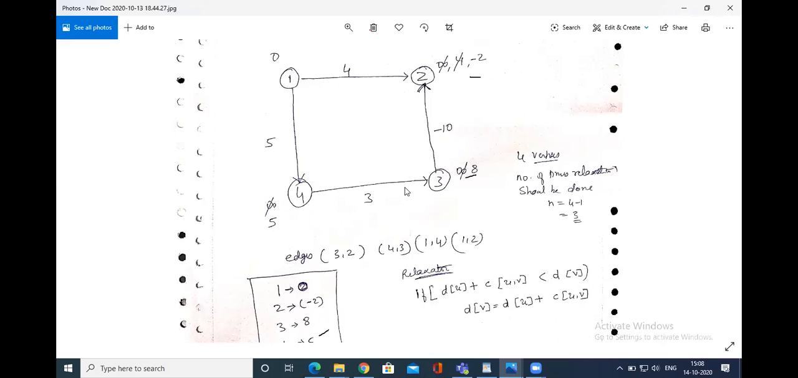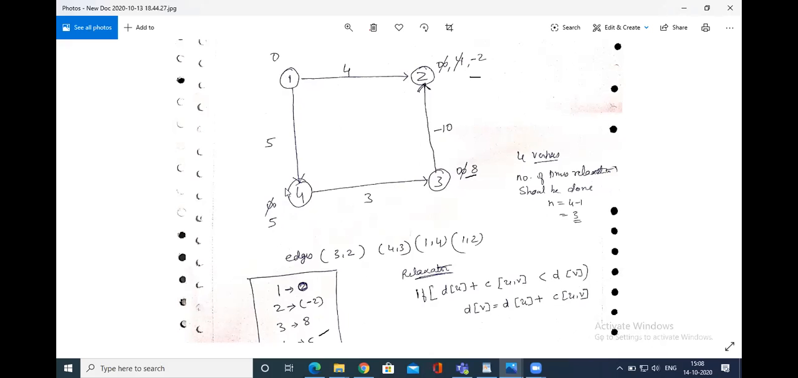Once again, you could see here 1 to 4 is one edge in the edge list. So always you have to specify which is the source node. Here the source node is 1. Once you notify the source node as 1, the rest of them will become infinity. This is infinity, here infinity, here infinity.